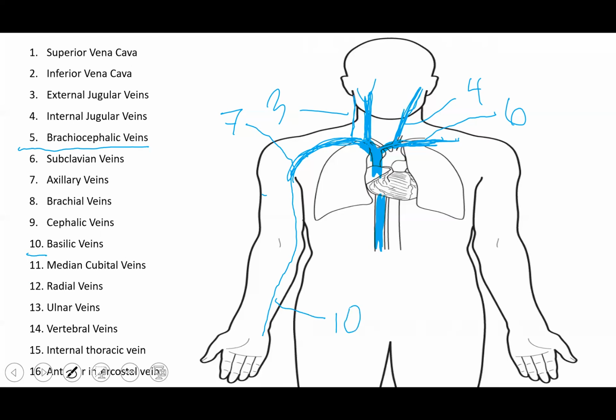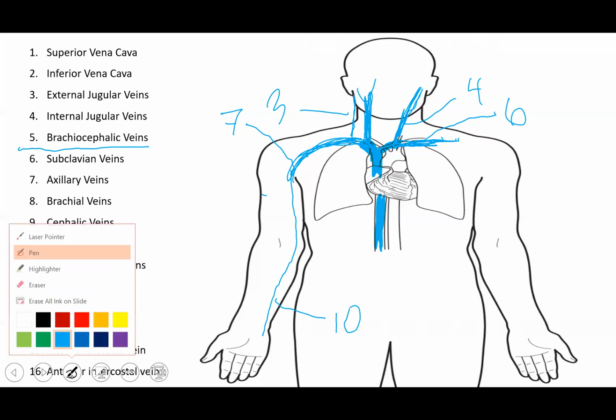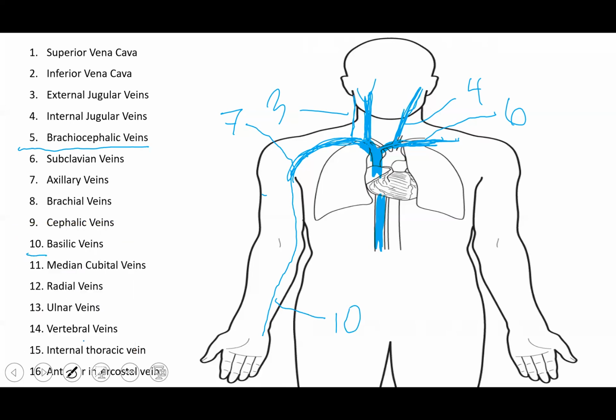The other branch off of the subclavian vein, number 7, is actually going to pass around to the posterior side of the humerus. And so now, instead of drawing dots, I'm going to change colors here. This branch off of the axillary artery is passing around to the posterior side of the arm. This vessel is called the brachial vein. So again, this is posterior as opposed to number 10, the basilic vein, which is medial and slightly anterior.